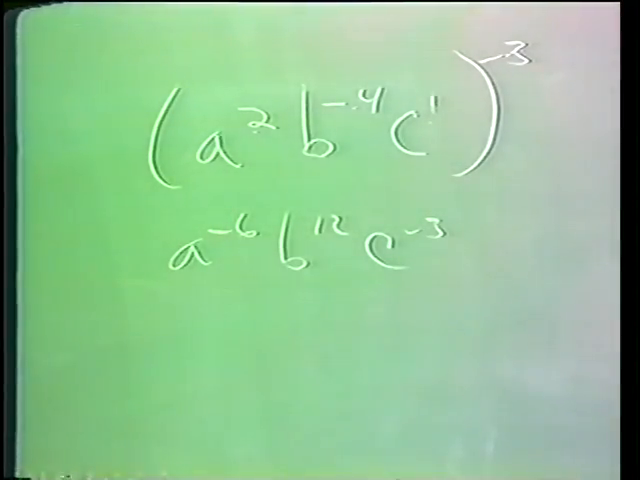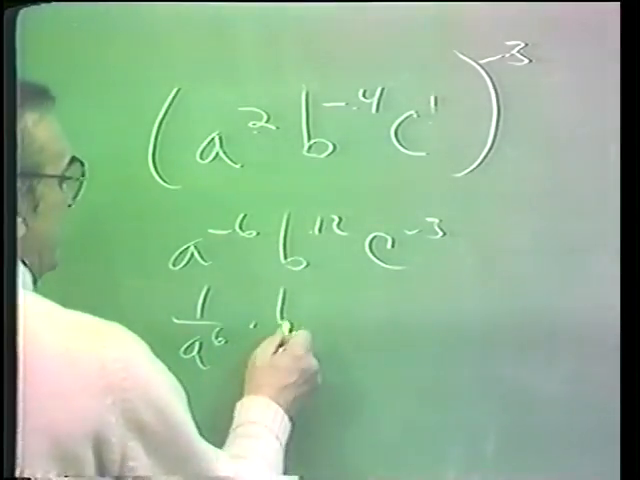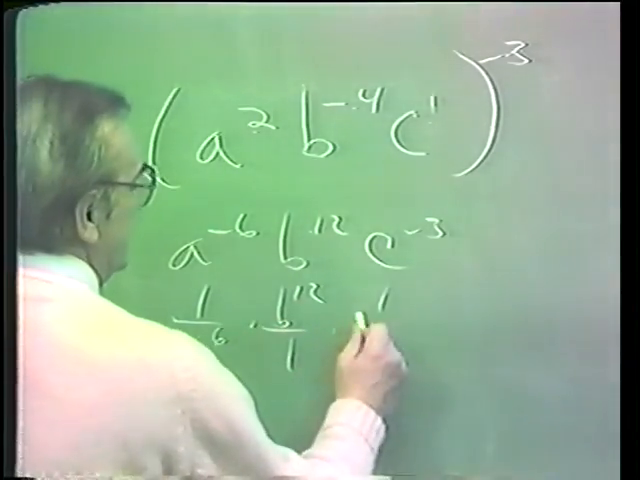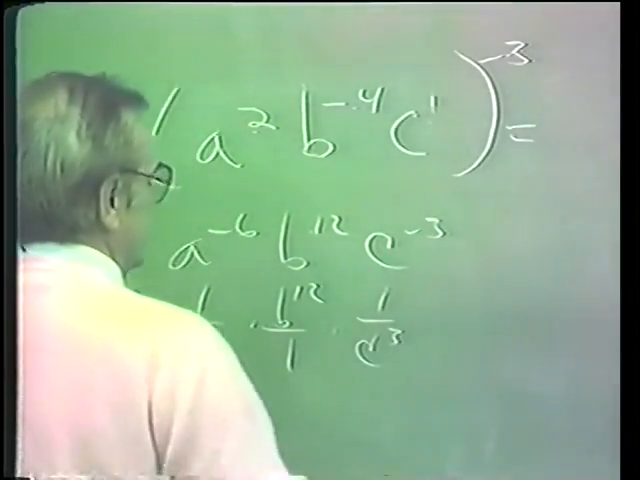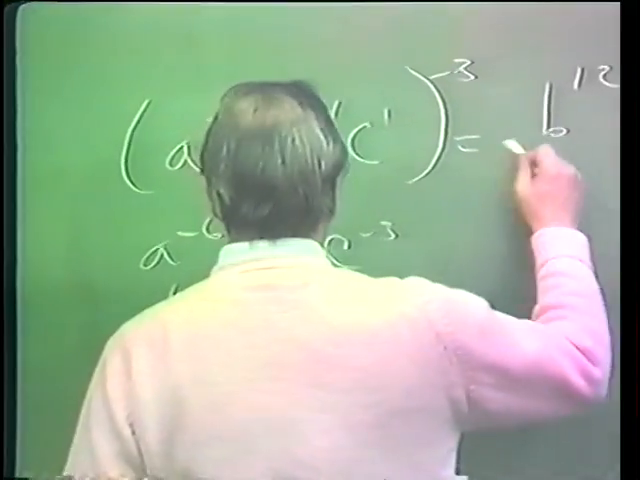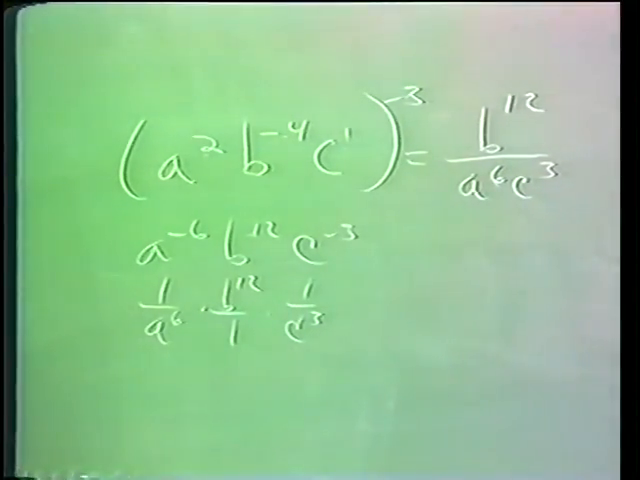So we raised it to the power, but there's more instructions. It says write the answer without negative exponents. Well, that becomes 1 over a to the 6. B's okay. C becomes 1 over c to the 3rd, which, as Jan said, was b to the 12th over a to the 6, c to the 3rd. There you go.